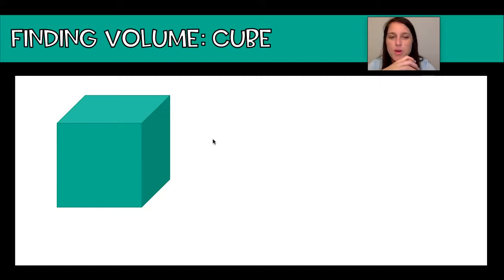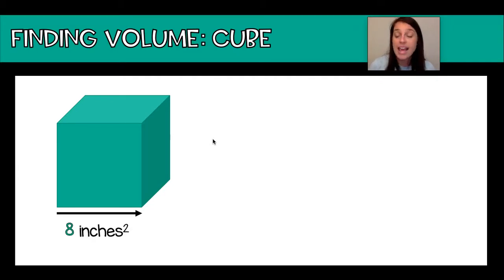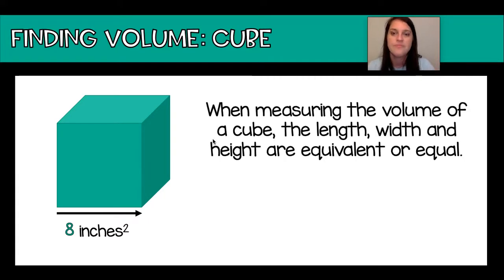Finding a volume of a cube this time is a little bit easier than a rectangular prism. A cube has all sides or dimensions that are equal, just kind of like a square. So if the dimensions are equivalent or equal, that means that when one side is provided for you, like an 8, all the other sides are going to be equivalent to 8. The length, the width, and the height.